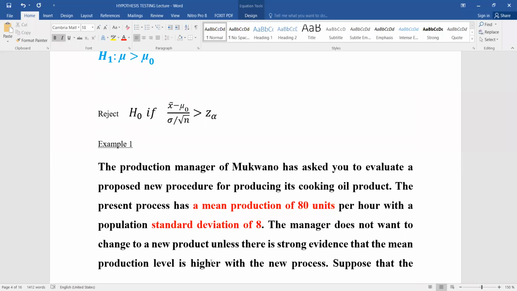The manager does not want to change to a new product unless there is strong evidence that the mean production level is higher with the new process. So the manager will only change if the new process produces more.